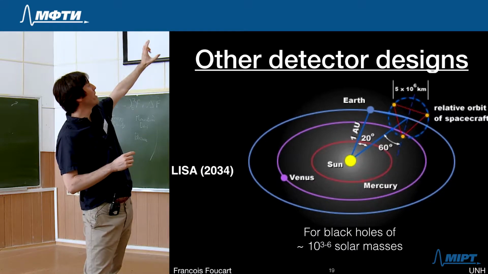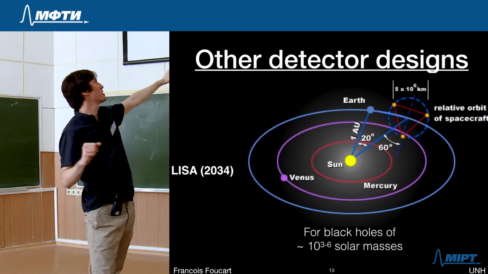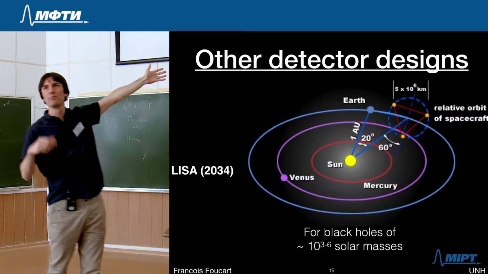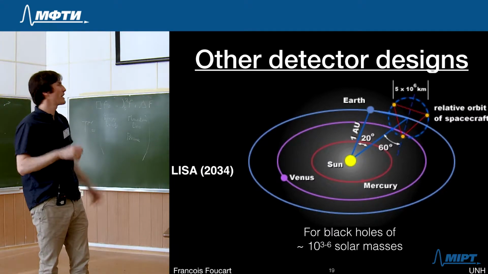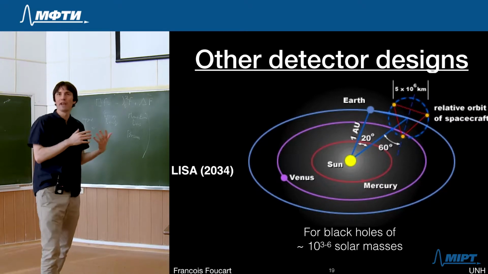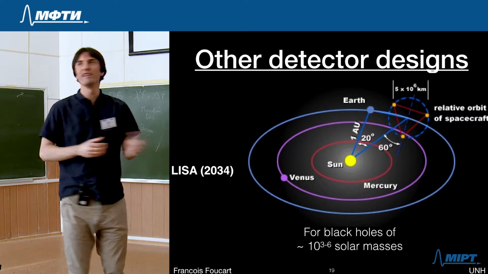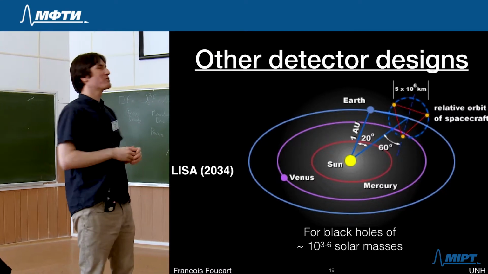But still, you can actually measure gravitational waves roughly in the range of 10 to the 3 to 10 to the 6 solar mass for black hole mergers. But as we already mentioned, this is not actually what LISA sees the most. LISA is mostly sensitive to white dwarf binaries. And that's what is going to dominate the signal.